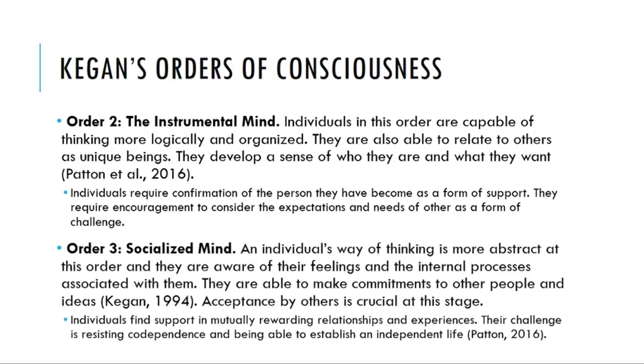Order 3 is the socialized mind. An individual's way of thinking is more abstract at this order, and they are aware of their feelings and the internal processes associated with them. They are able to make commitments to other people and ideas. Acceptance by others is crucial at this stage. Individuals find support in mutually rewarding relationships and experiences. Their challenge is resisting codependence and being able to establish an independent life.